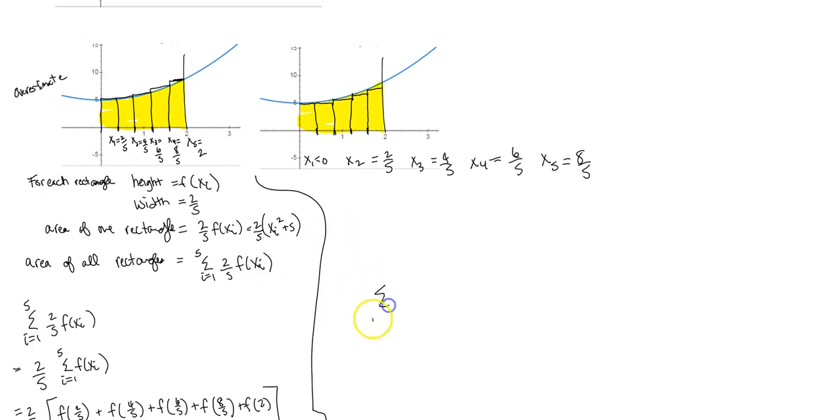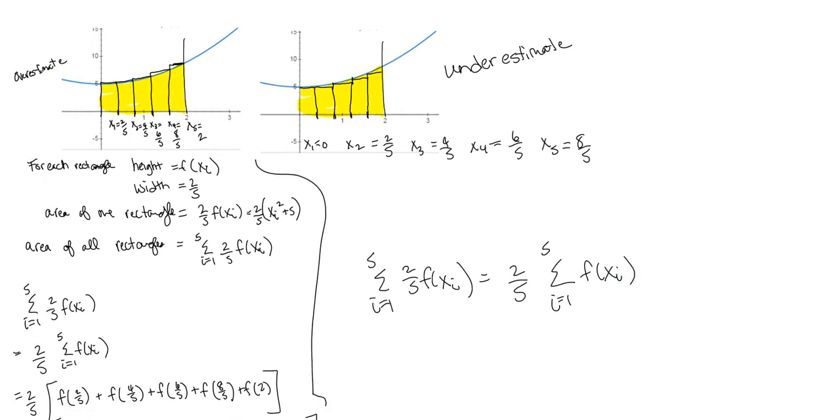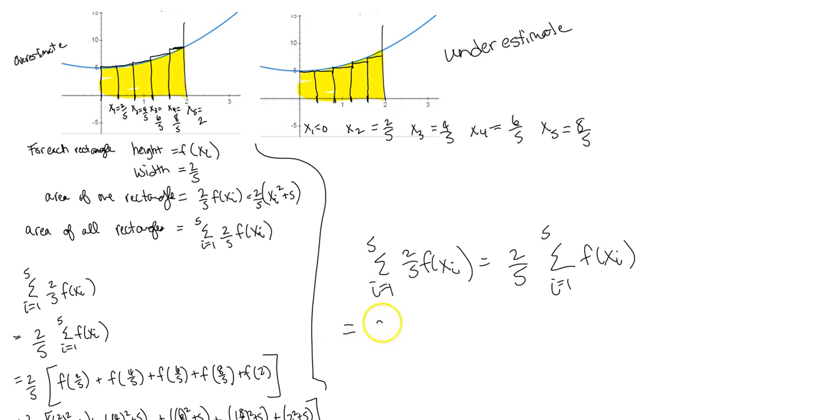So for this side, the underestimate, we've got the sum from 1 to 5 of 2/5 times f of x of i, or 2/5 times the sum from 1 to 5 of f of x of i. But in this case, we're going to have different x of i's.